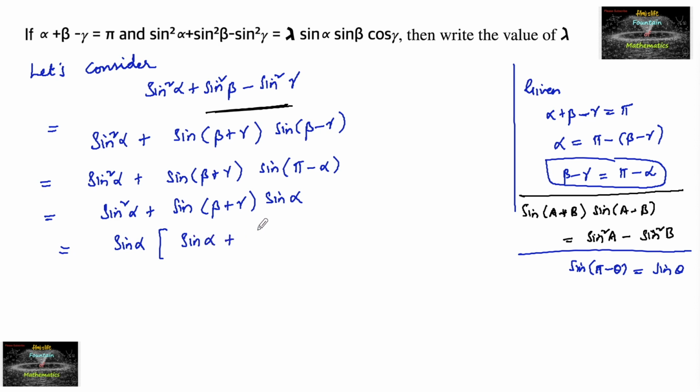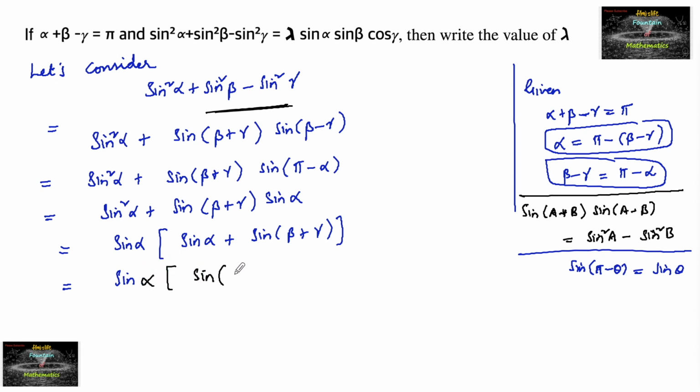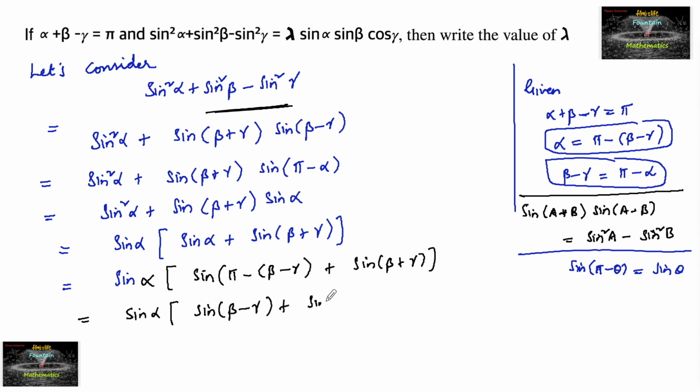So we can write sine alpha times sine of beta plus gamma. And again we can write sine of alpha is nothing but sine of pi minus of beta minus gamma. So we can write sine alpha into sine of pi minus beta minus gamma plus sine of beta plus gamma, which equals sine alpha into sine pi minus theta, which is again sine theta. So we can write sine of beta minus gamma plus sine of beta plus gamma.